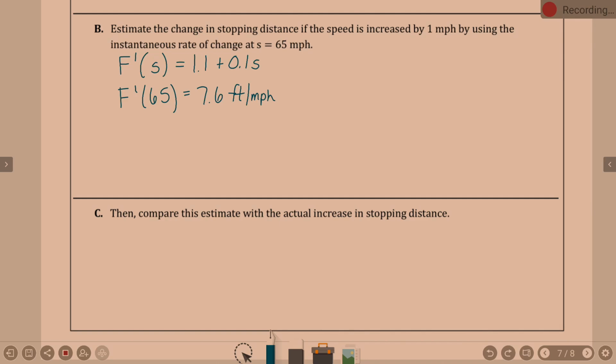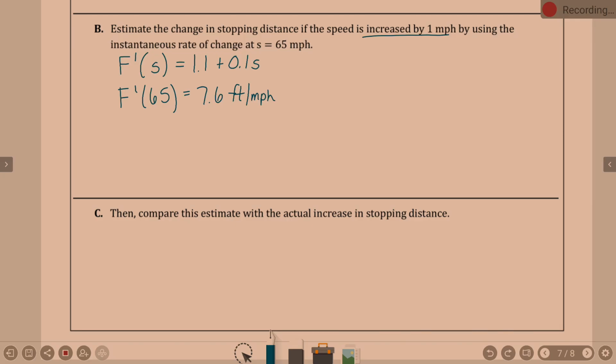What is it, 7.6? I have 7.6 written down. I'm assuming it was exact. Feet per mile. I'm trying to figure out if that's right or not. Oh, so it's basically saying, because it's the change in stopping distance if speed is increased by 1 mile per hour, it's that many feet per that one increase of mile per hour. This is just a different estimation than we already got.